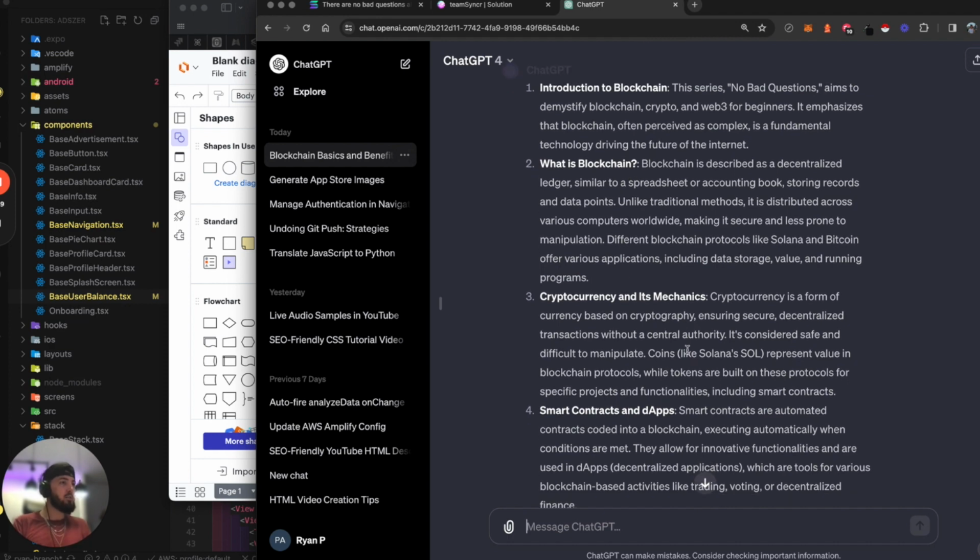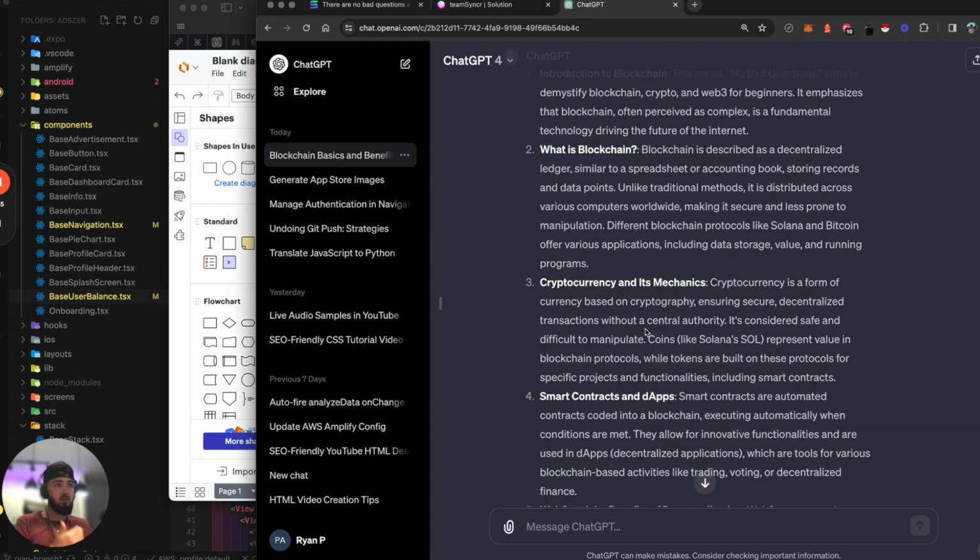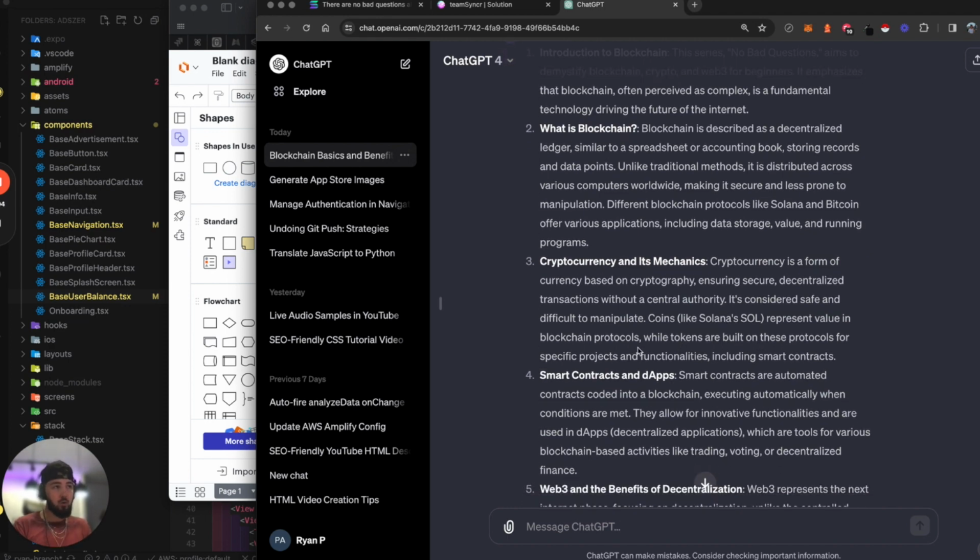Let's continue this, right? So cryptocurrency and its mechanics. Cryptocurrency is a form of currency based on cryptography, ensuring secure, decentralized transactions without a central authority. It's considered safe and difficult to manipulate. Coins like Solana represent value in blockchain protocols, while tokens are built on these protocols for specific projects and functionalities, including smart contracts.